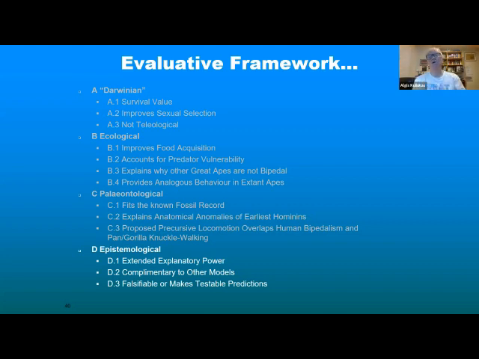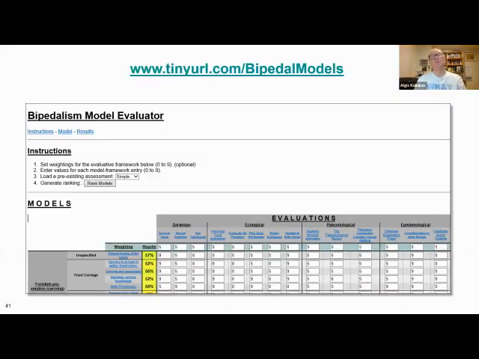So this was my marking rubric, and I went through all of those 40 different published ideas on bipedal origins and rated them according to this. If you want to, you can go to this website and see my marks, and you can put your own marks in. One of the things I'm most disappointed with, I did this in 2015, and I tried to publicize it, and I have not received a single, not one, reply to this.